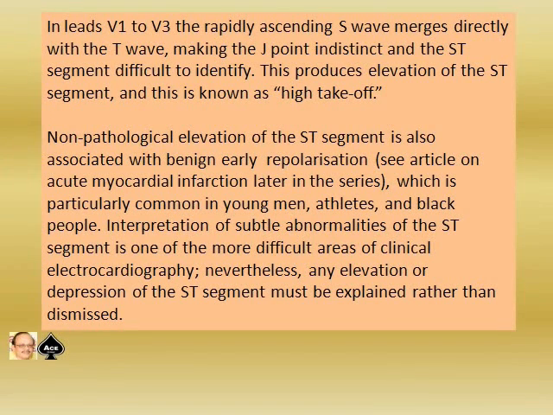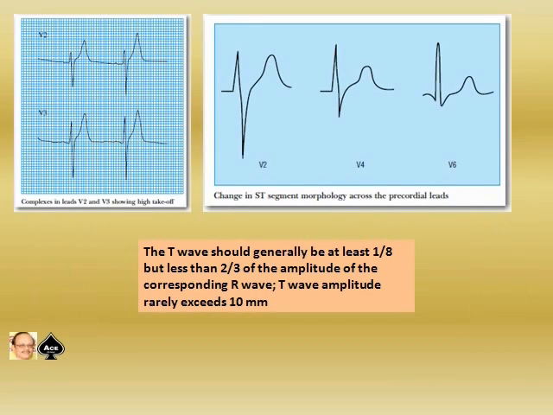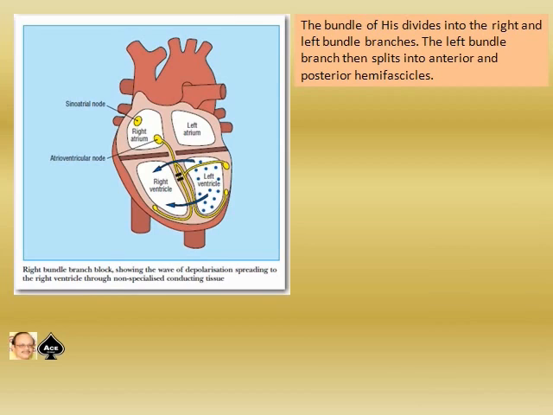Interpretation of subtle abnormalities of the ST segment is one of the more difficult areas of clinical electrocardiography. Nevertheless, any elevation or depression of the ST segment must be explained rather than dismissed. The complexes in lead V2 and V3 showing high takeoff are shown in the left panel, and the change in ST segment morphology across the precordial leads is shown on the right panel. The T wave should generally be at least 1/8 but less than 2/3 of the amplitude of the corresponding R wave. The T wave amplitude rarely exceeds 10 mm.